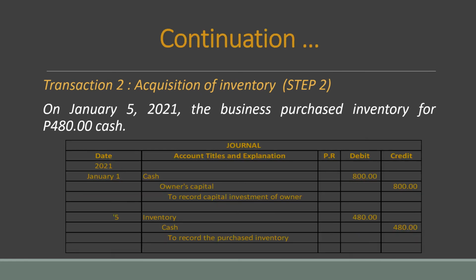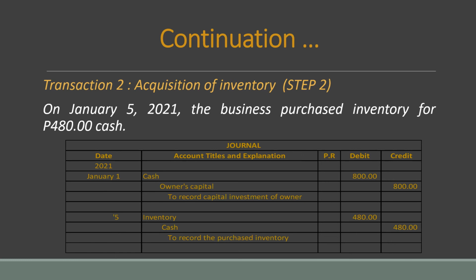So, paano naman natin siya i-record sa journal? So, the second transaction is yung bumili ng inventory for 480 cash. Gaya ng sabi ko kanina, we skip one line bago tayo mag-entry ng panibagong journal entry sa general journal. And ang yung year and month is hindi inuulit unless gumamit tayo ng panibagong page.